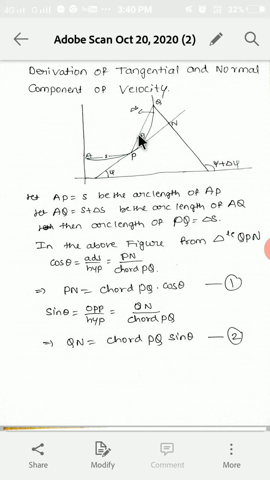Similarly, we take sin theta. Sin theta is opposite by hypotenuse, so the opposite side is Qn divided by the hypotenuse, again chord PQ. Now from this we calculate Qn. Cross multiplying, Qn is equal to chord PQ into sin theta. Call this equation 2.